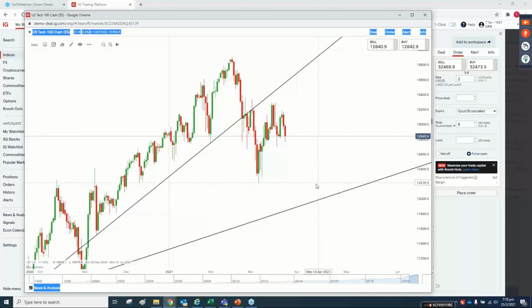Now, let's say you had sold some Nasdaq here, and then after that it hits here and bounces, right? You're potentially looking at losses here. So take note of that. That's one of the traps that people fall into when they're trading such formations. So how do you resolve this?